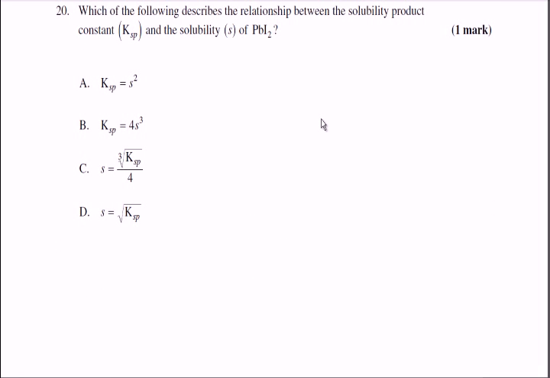And it says, which of the following describes the relationship between the solubility product constant, Ksp, and the solubility S of PbI2? Okay, so first I'm going to write PbI2, and that is going to form an equilibrium, Pb2+ aqueous, and 2I-. So it gives us the solubility of PbI2.